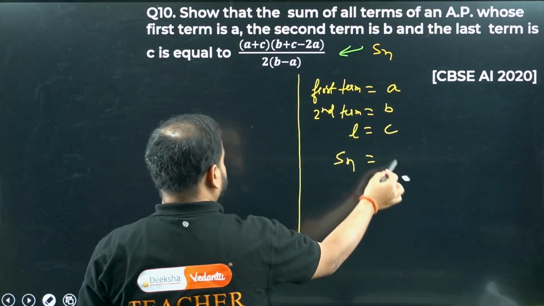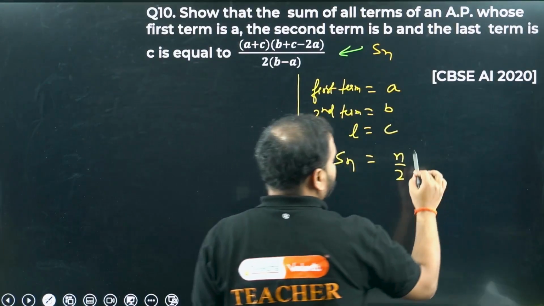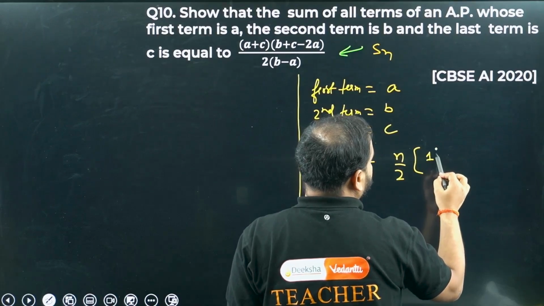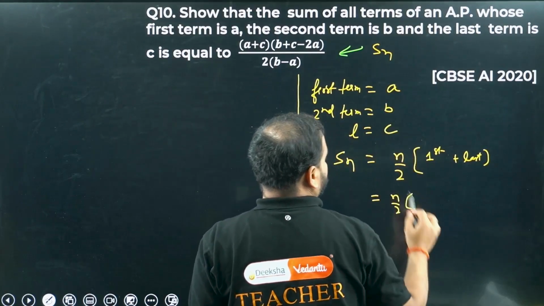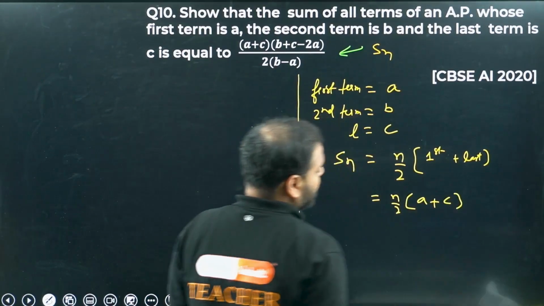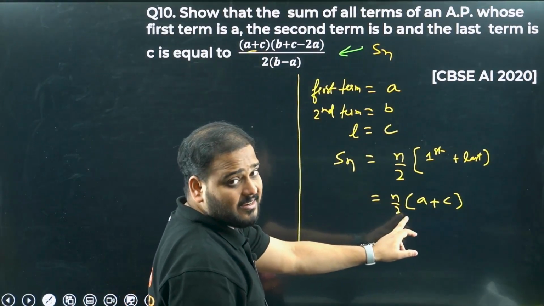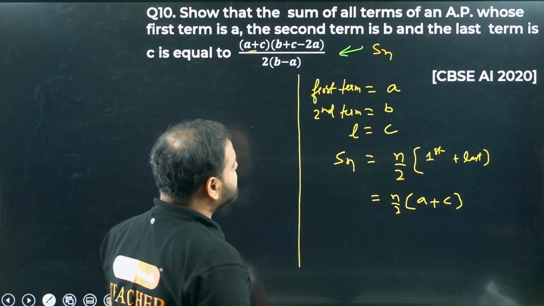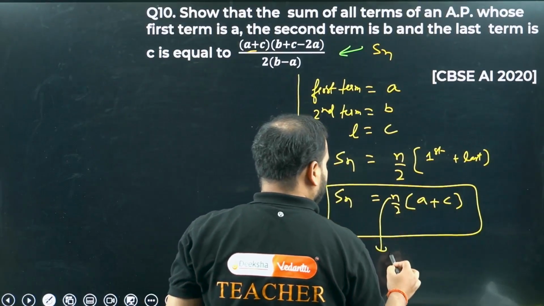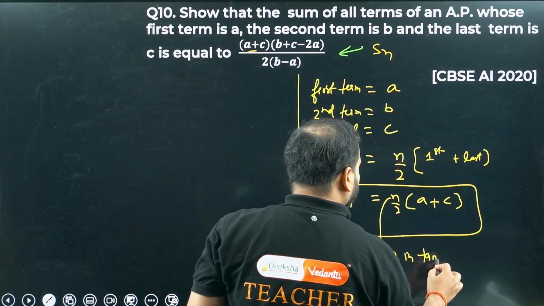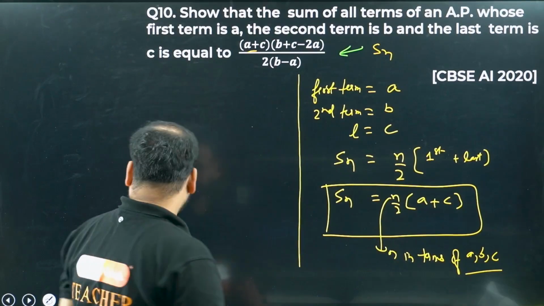I'll write the formula first, then we'll get the missing values. So n by 2, A plus L, the first term plus last term. First plus last. The first term is A, the last is C. So compare here. I have n by 2 and A plus C here. The only variable that is missing is n. So I have to write n in terms of A, B, C. That's our goal. If I can find n in terms of A, B, C, that's my answer.